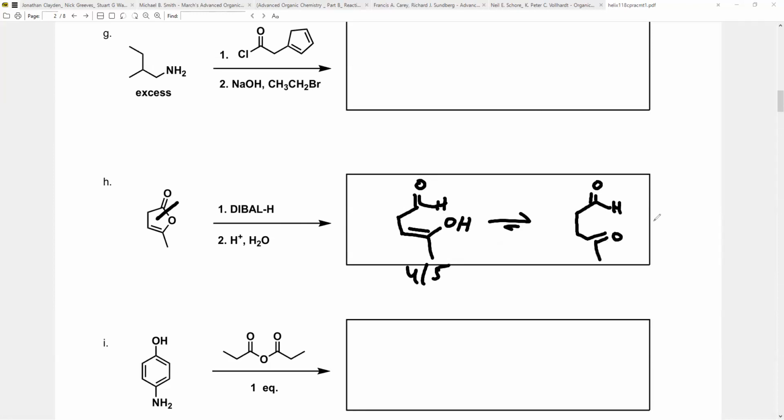Right. It would tautomerize into a ketone. So to get this oxoaldehyde is what you would get. Okay. Cool. But again, this could have been really anything.